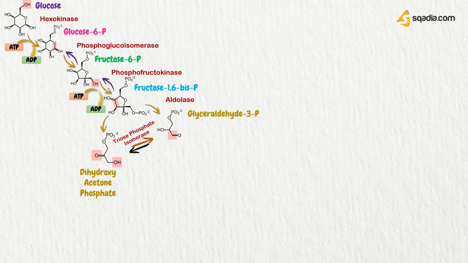So now this glyceraldehyde 3-phosphate is going to convert itself into 1,3-bisphosphoglycerate. It is also a reversible reaction, and there is attachment of a phosphate group in the first position, and this is aided by the glyceraldehyde 3-phosphate dehydrogenase enzyme.